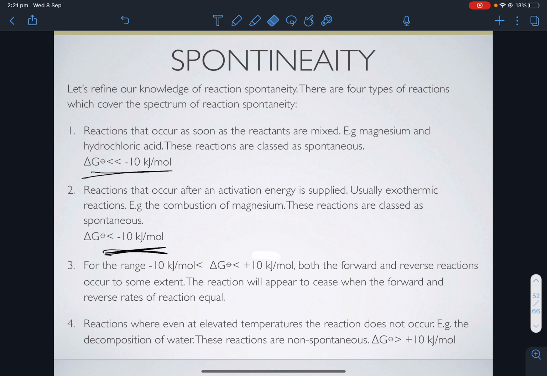We've kind of got this fuzzy area. Before, we had the 0 point, which is halfway in between our negative, I've scribbled over the negative, haven't I? But we've got this fuzzy area here. There's a range between negative 10 kilojoules per mole up to positive 10 kilojoules per mole. So it encompasses that 0 that we used to think was the goalpost, where both the forward and the reverse reaction occur to some extent.